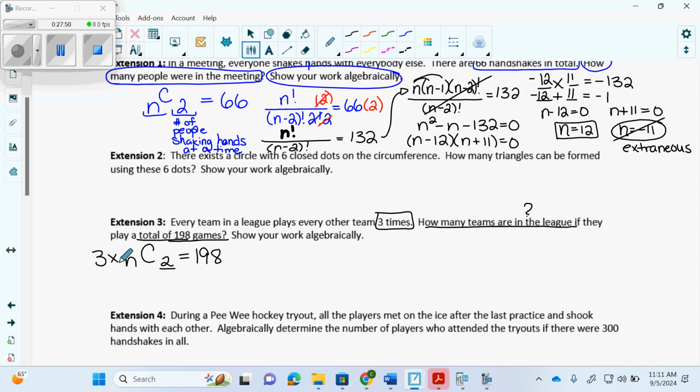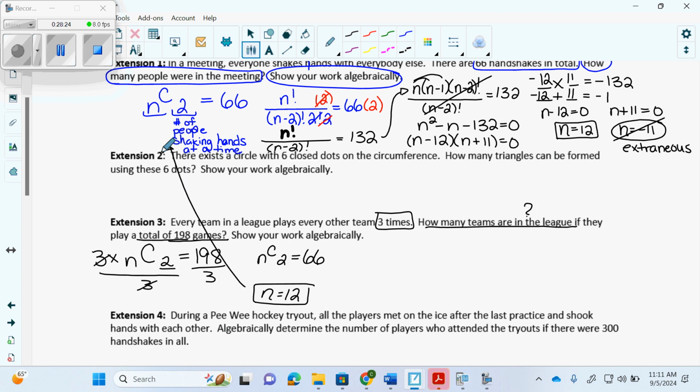How do I get rid of a multiplication of 3 really quickly? Divide by 3. And guess what I get? nC2 equals 66. It's the exact same thing as the previous one, correct? The same work. So the answer is n equals 12. Would this be sufficient enough work to get the answer correctly? No, I'm just saying it because you could say C above, right, for the work, for time-wise. Like it's going to be the same thing. I'm not going to test though.